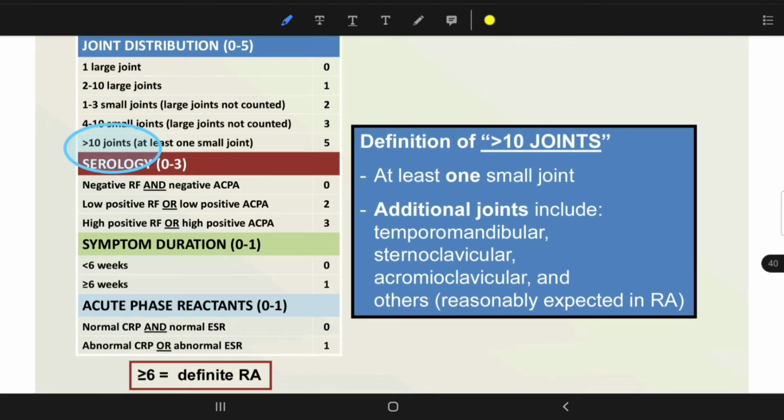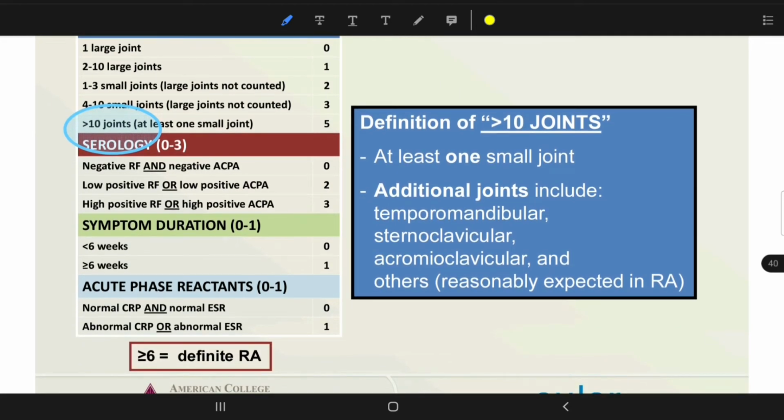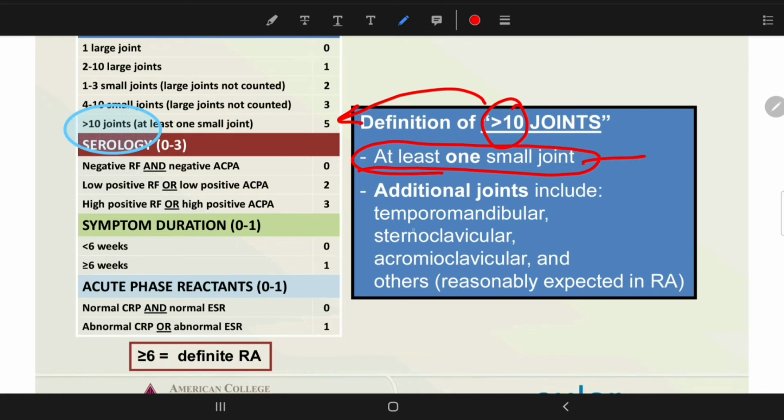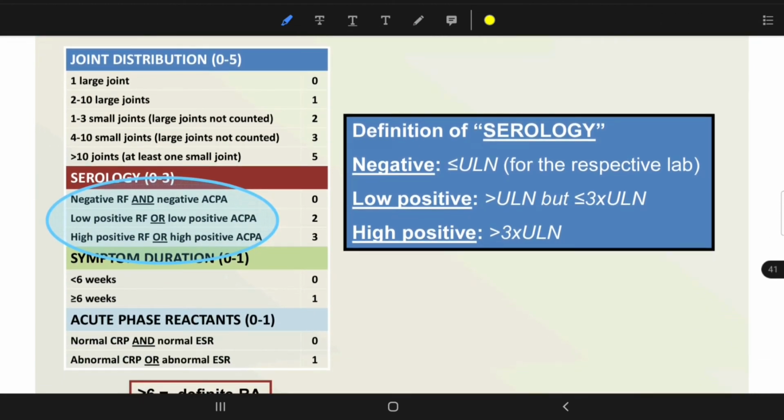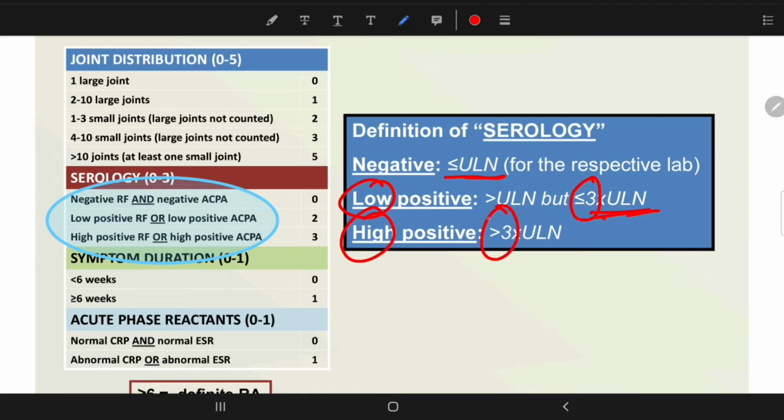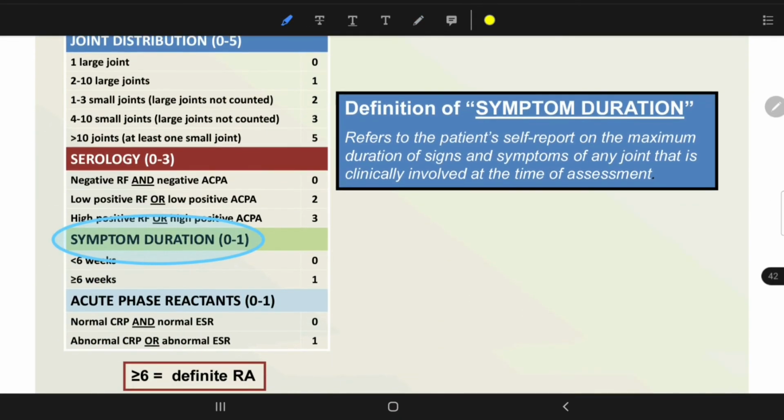Next is large joint. Your simple large joints are the shoulder, elbow, hip, knee and ankles. Again, to be stressed, your wrist is a small joint. Next, when will you say more than 10 joints involvement? Whenever you say more than 10 joint involvement, which leads to a score of 5, it should contain at least 1 small joint involvement. Some additional joints which can also be included in this counting are your TM joint, your sternoclavicular joint, your acromioclavicular joints, and some other joints not exactly mentioned. Next definition is about serology. Like we just studied, negative is less than the upper limit. A low positive is when it is less than 3 times the upper limit, and high positive when it crosses more than 3 times the value. Next is your definition of symptom duration.